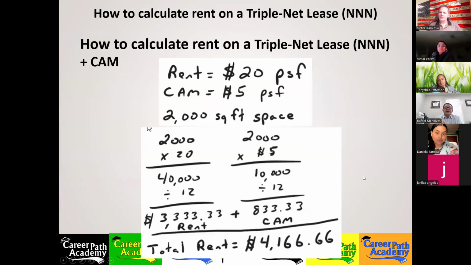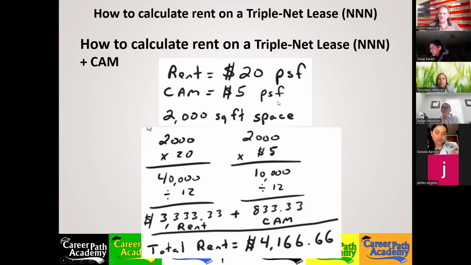Okay, so here's how you calculate a triple net lease. You have a base rent per square foot. It's usually a charge per square foot. So let's just say you've got a place that you want to rent. It's going for $20 a square foot, and for the CAM charge, the tenant will pay the actual charges. But let's say we ask the landlord for an estimate of the historical average of the CAM charges, and they say, oh, it's about $5 a square foot. So we write down $5 here. And we're going to rent 2,000 square feet of space.